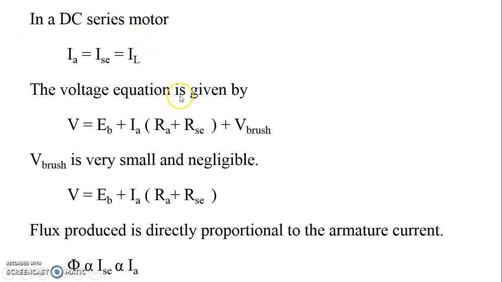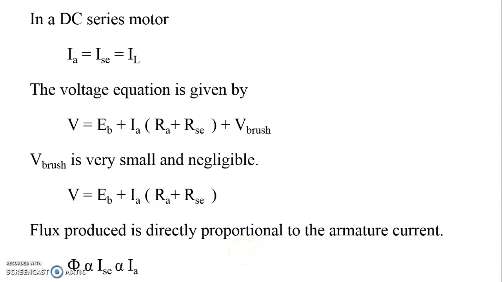So the voltage equation for the DC series motor is given by V equals EB plus IA into RA plus RSE plus V brush. We already said that the V brush value is very low, so we neglect V brush. Then the input voltage of the DC series motor, V, equals EB plus IA into the addition of armature resistance plus series field winding resistance.